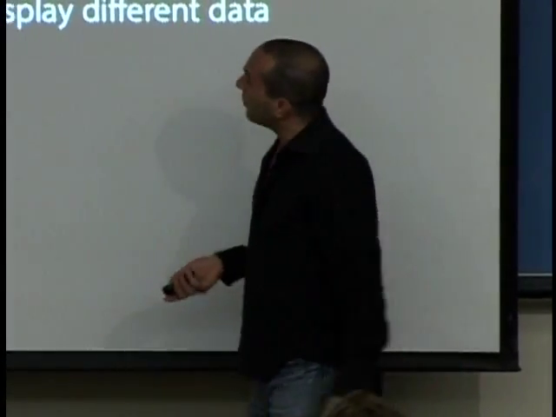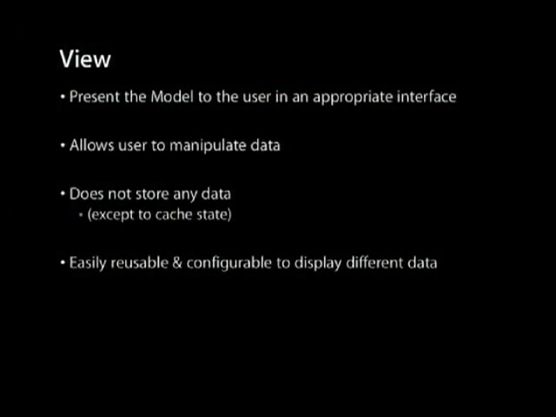So the view, well, this is the presentation. Now, it shows the user the data in an informed way, in an appropriate interface, right? So if you're doing a command line interface, the view would be spitting out the right strings. If you're doing an iPhone interface, it's using buttons and table views and stuff like that to display the information. It does not store any data, and it's reusable and configurable.